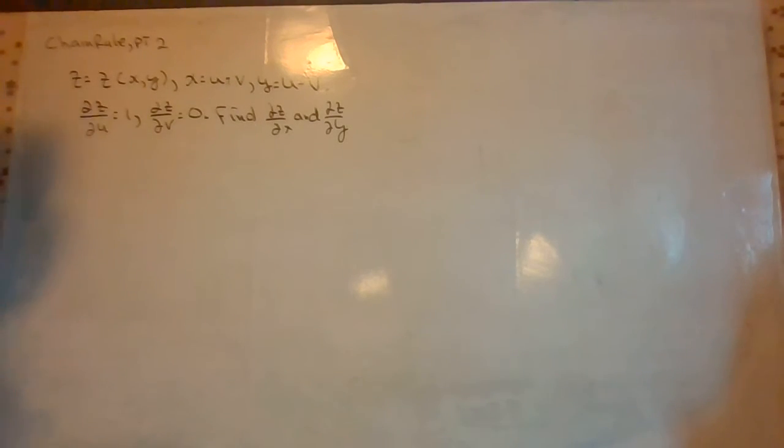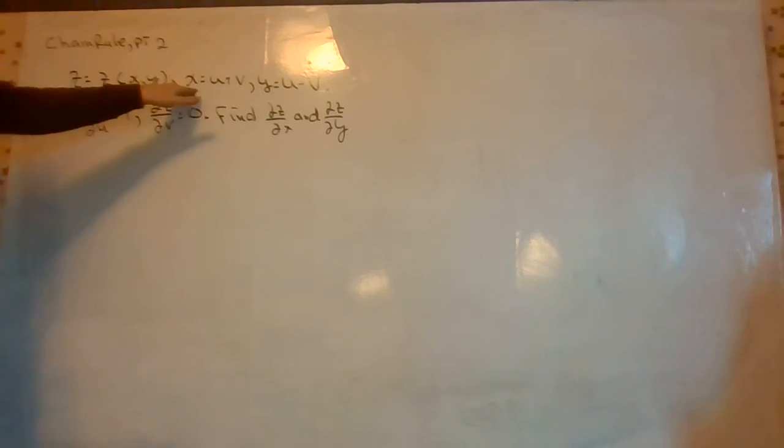Chain rule part 2. Here's an interesting question that we can solve using the chain rule. In the part 1 video, I gave you 2 methods for solving those problems. The easier method was just substitution. For this problem, we can't really do substitution because we have z as a function of x and y, but we don't know what the function is. So we can't just substitute.